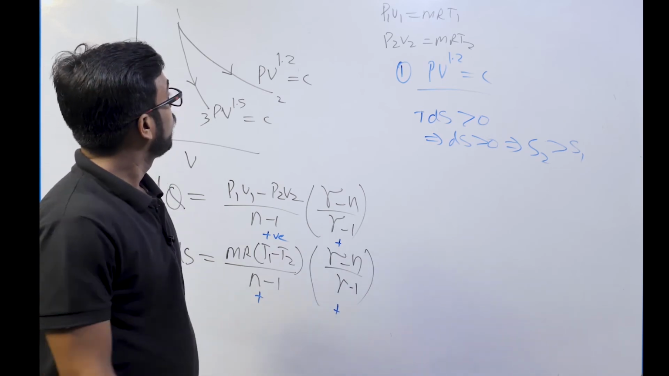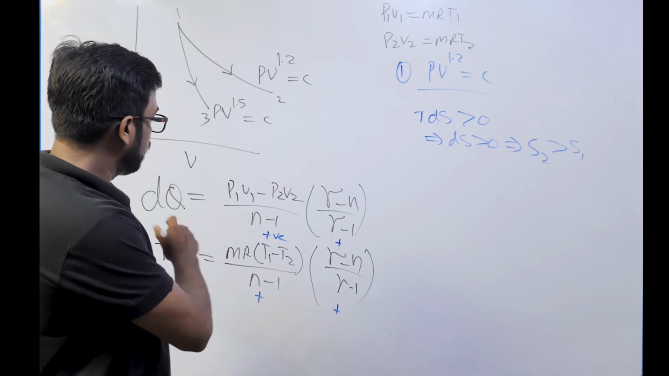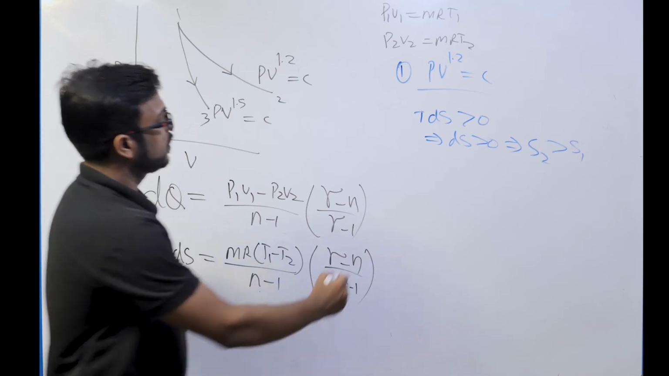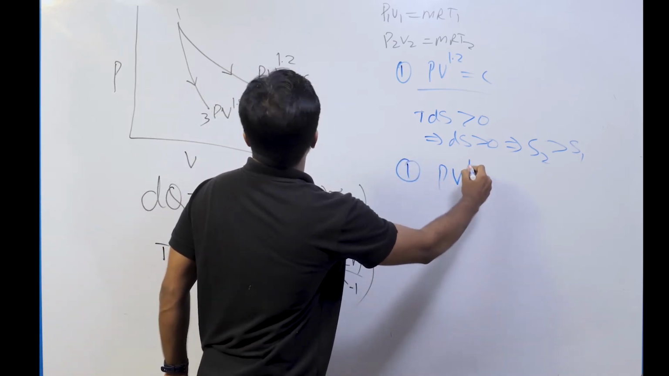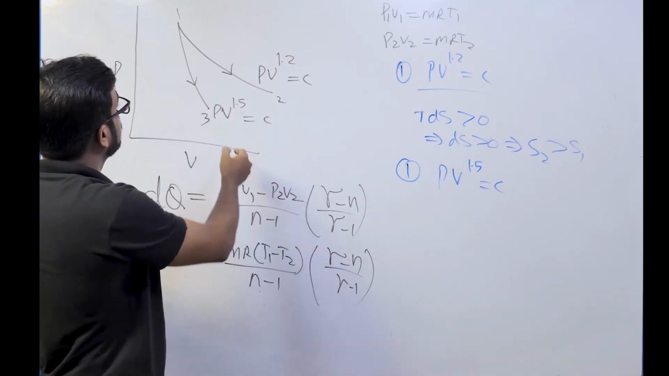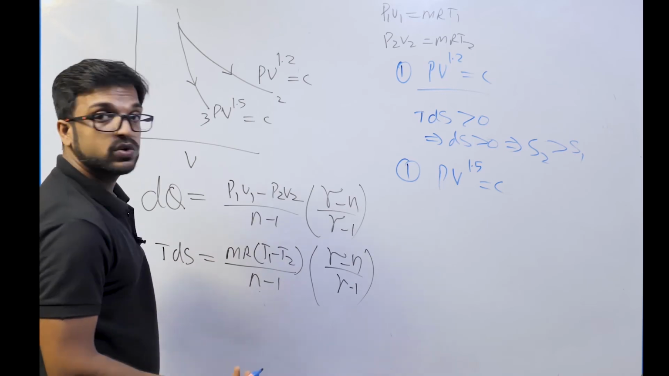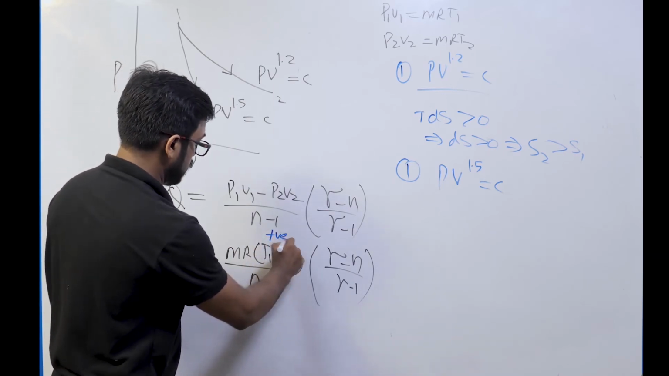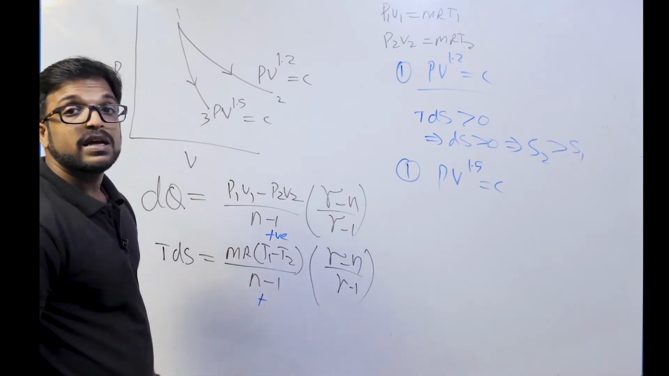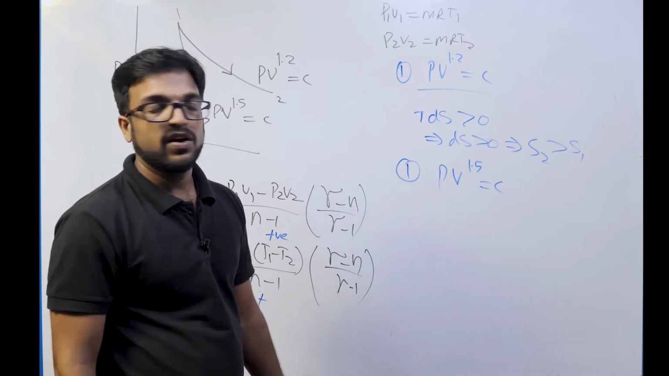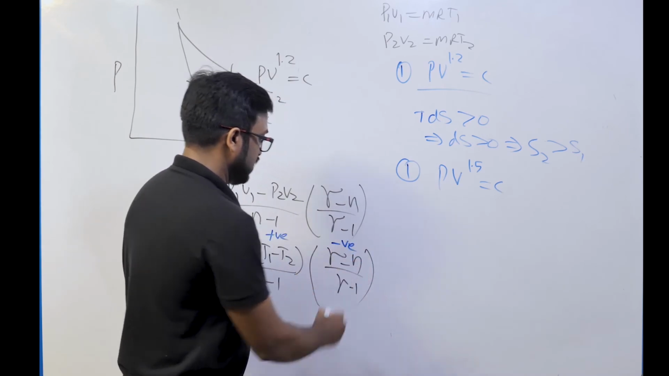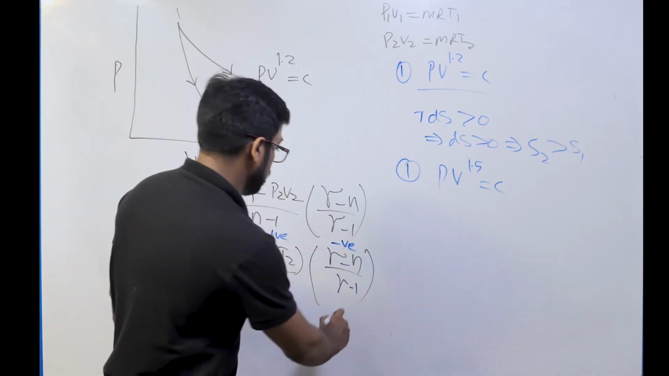That is sure. What about the 1 to 3 process? Let's see using the same method. Now pause the video and try to do this by yourself. Let's analyze this for PV raised to 1.5 is constant, okay. So again, in this case also T1 minus T2 is going to be positive only because it's an expansion process. T2 will be less than that of T1, so it is positive. n minus 1, n is 1.5, 1.5 minus 1 is also positive, no need to worry. Gamma minus n, we know that gamma is nothing but 1.4, right? 1.4 minus 1.5, what is it? Negative. Gamma is 1.4 minus 1, positive.